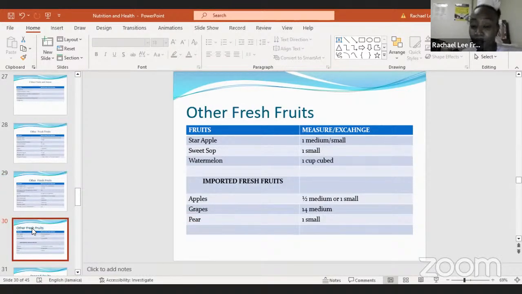And it says star apple, you need a medium or a small one. Your sweet sop, 1 small one. Watermelon, 1 cup cubed. It depends on your cup size, but watermelon is one of the safer fruits to have.